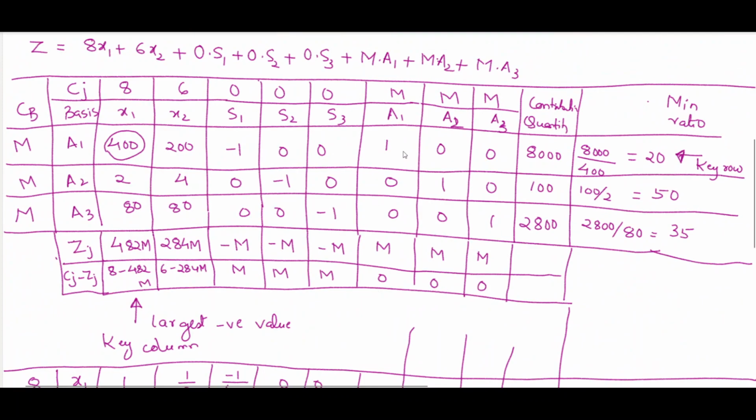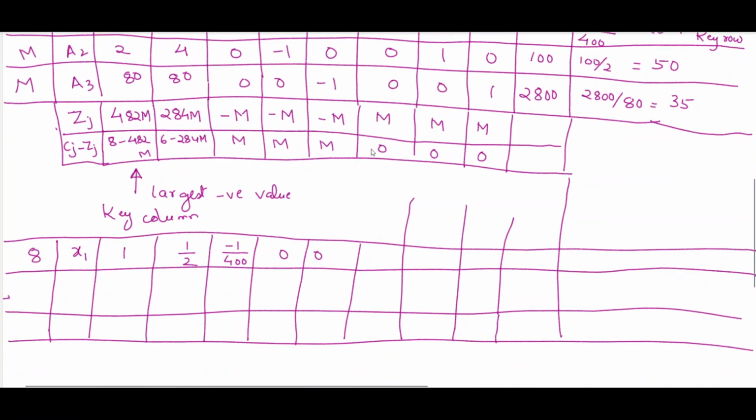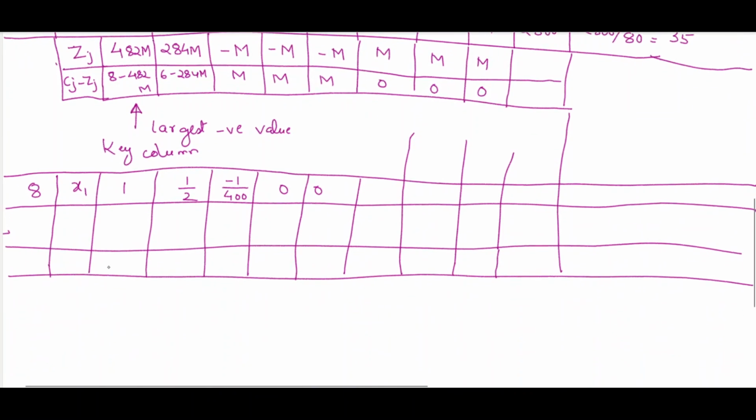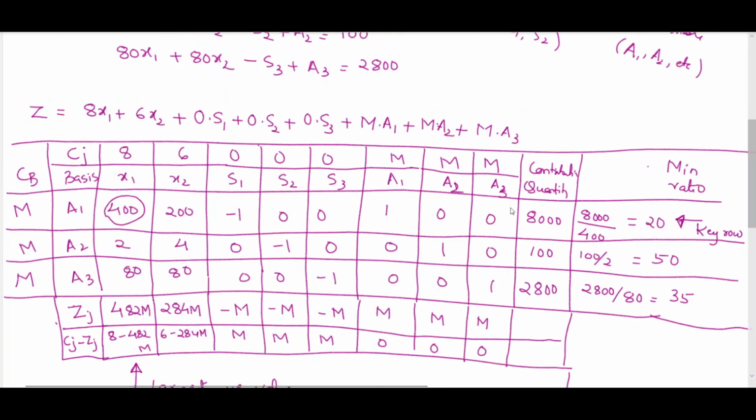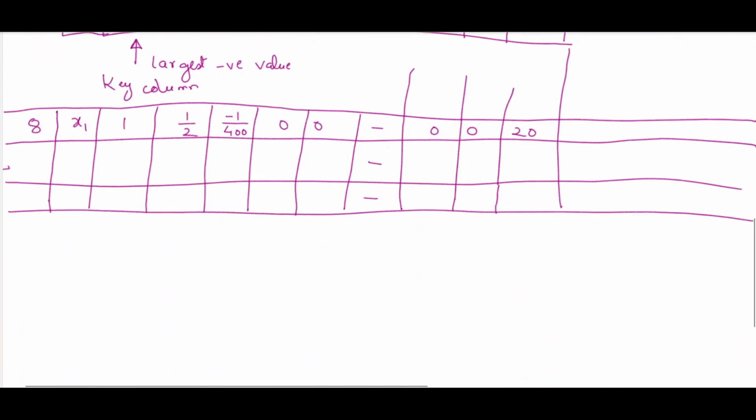and this one will be dash, because a1 will move out. So with this column you will make a dash. Every time it will be a dash. a1 we have already departed, it is a departing element, so it will be dash. The a1 column will be dash, others will appear. So it is again 0, 0, 20. You can see 8000 divided by 400 is 20. Okay, now the first row you have done.